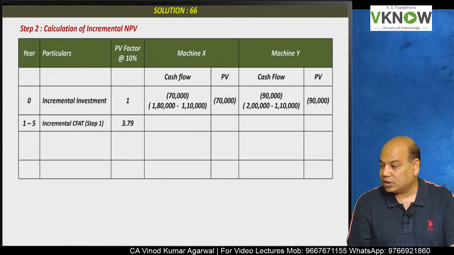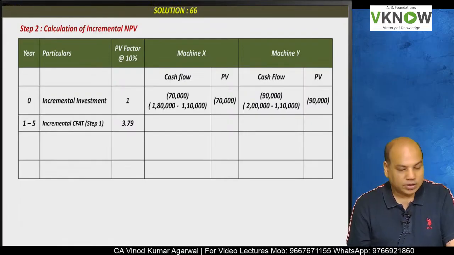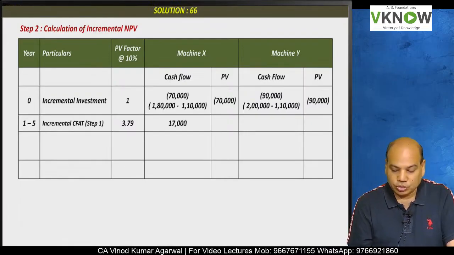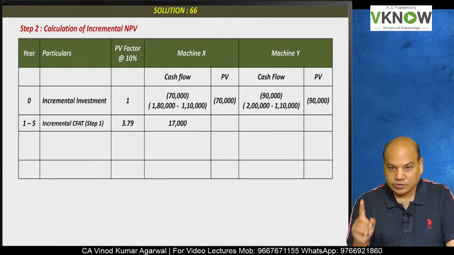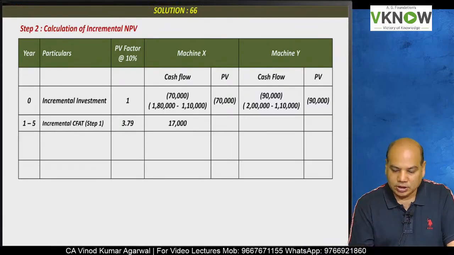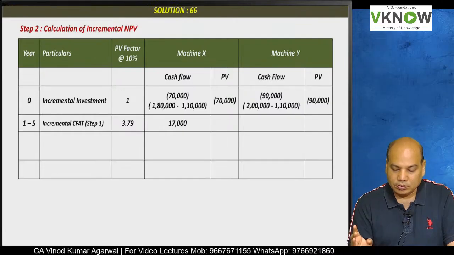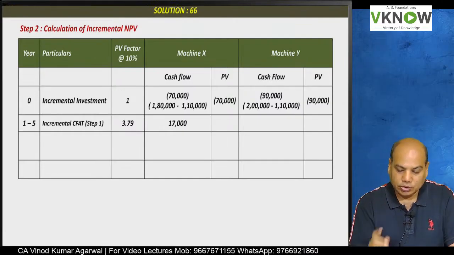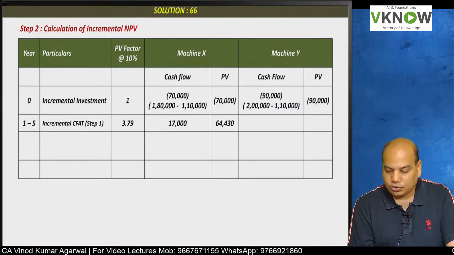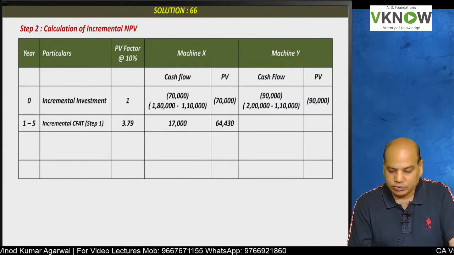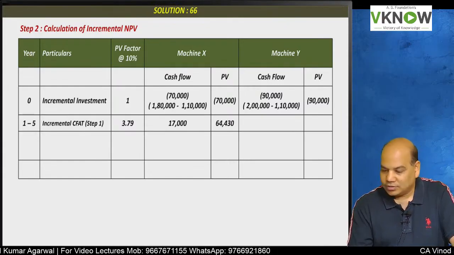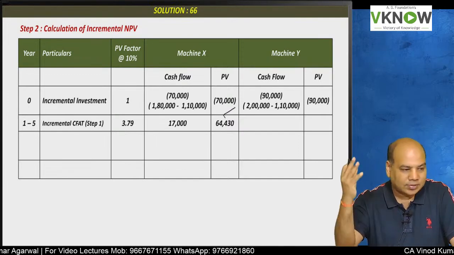Is it 3.79? Go to your step 1. 17,000 is incremental CFAT for machine X. Multiply 17,000 into 3.79, 64,430. Please check. I have not checked. I have just written like this randomly.